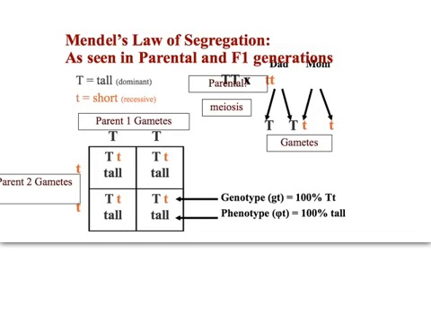Okay, so you can see that we can say all of the genotypes are going to be 100% capital T, lowercase t. And in this case, the phenotypic ratios, 100% of the offspring are going to be tall because the capital T is the allele for tall.